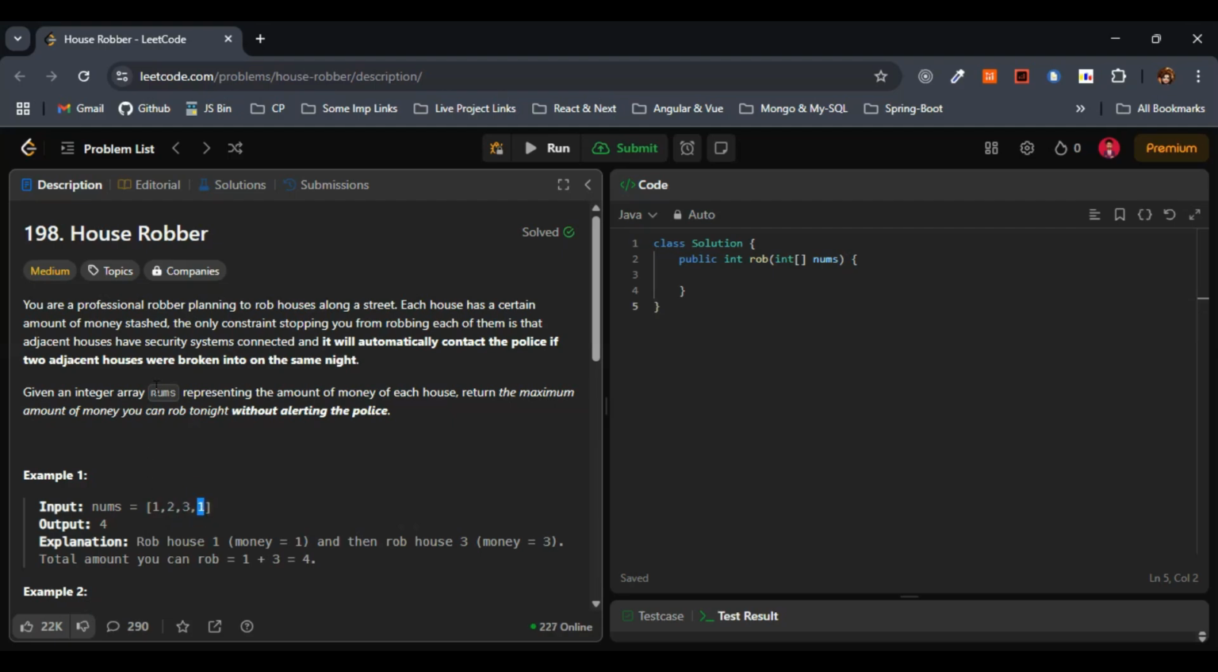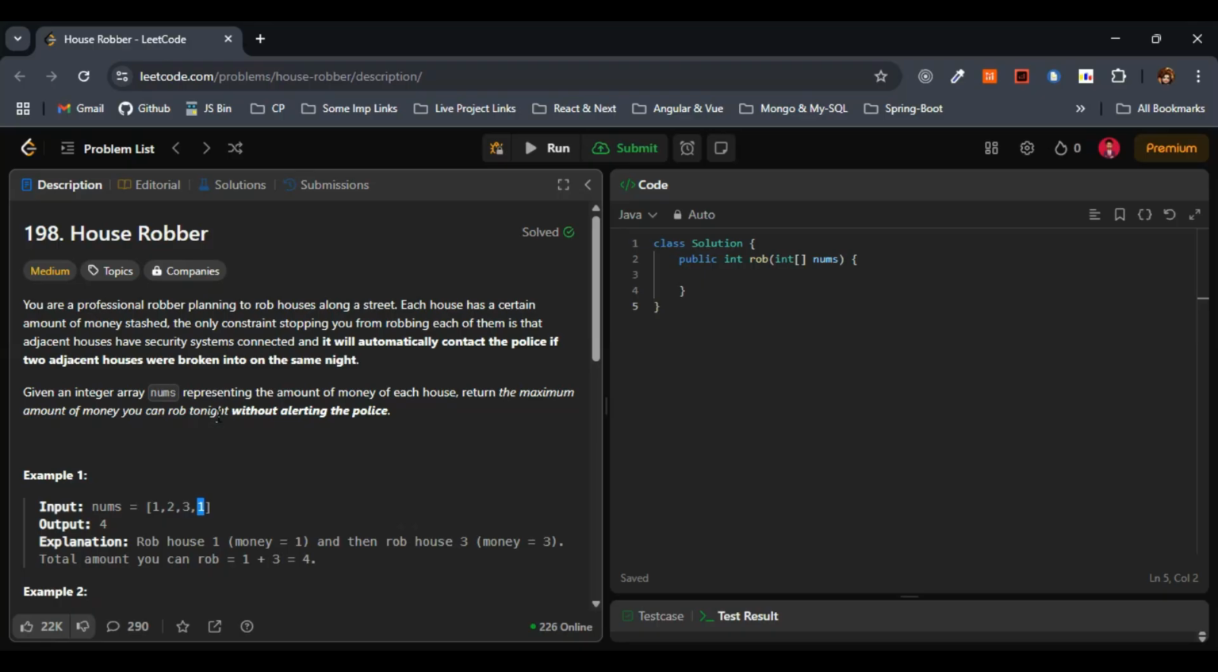Zero-based indexing. So you are a robber who cannot rob two adjacent houses. We cannot rob two adjacent houses. If we rob one, we cannot rob two. If we rob three, we cannot rob one. So that's what it means, we cannot rob two adjacent houses.